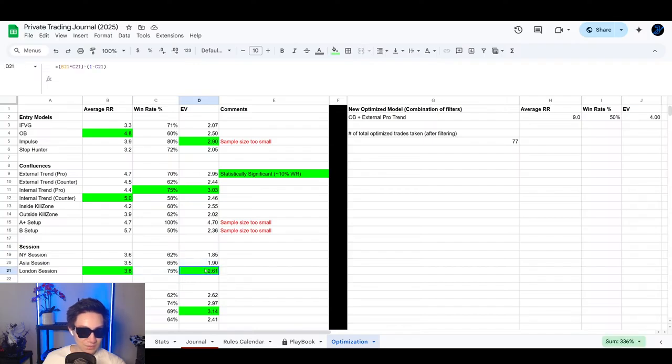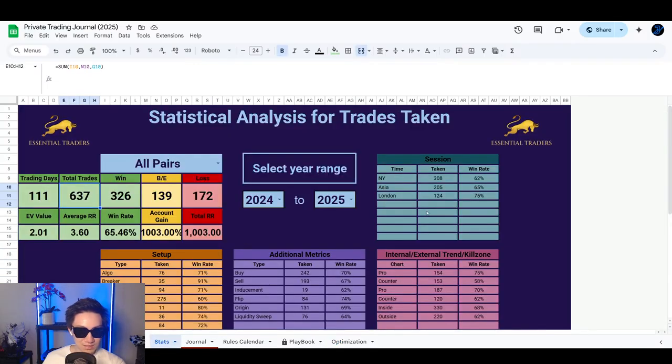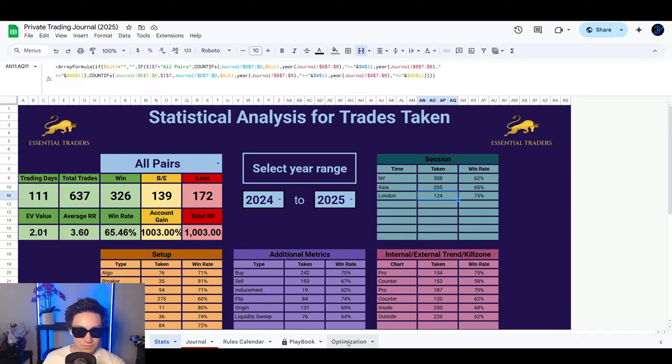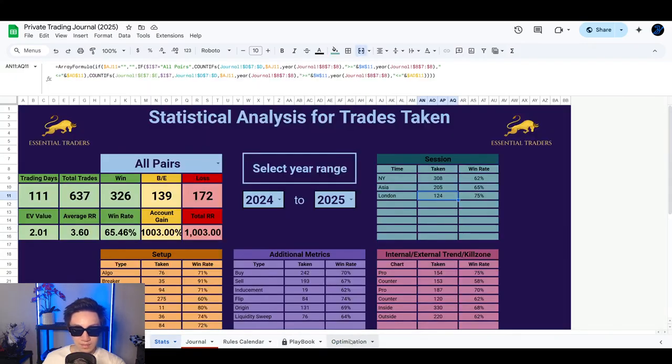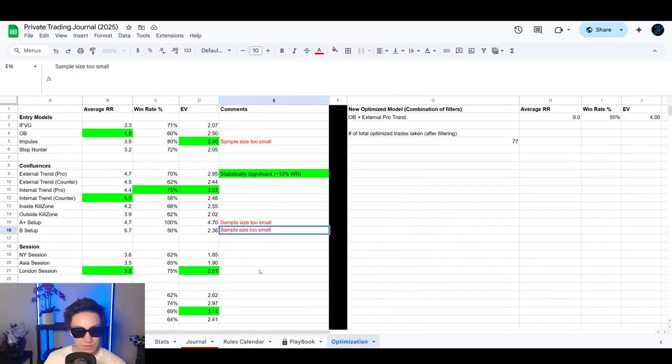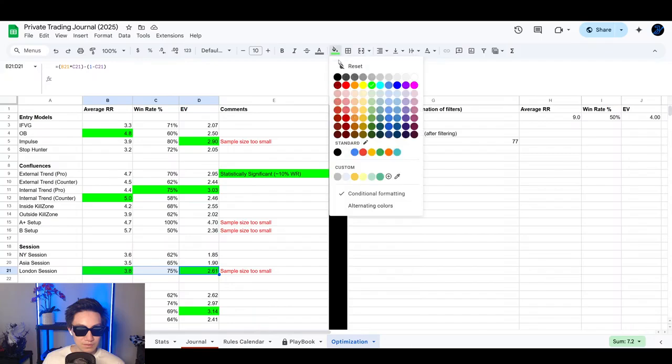Even though London session does have a pretty big difference here, the sample size, yeah, 124, it's not that it's low, it's just low compared to the other ones. So we'll just put sample size too small here for London. You preferably want to compare sample sizes that are relative to the other sample sizes. You can't compare something with a 100 trade sample size to something with a 1,000 trade sample size. It just won't be fair. So let's just not highlight these two.